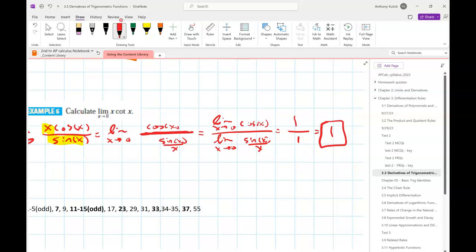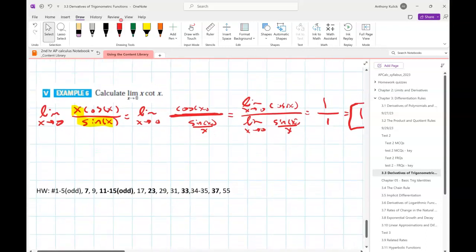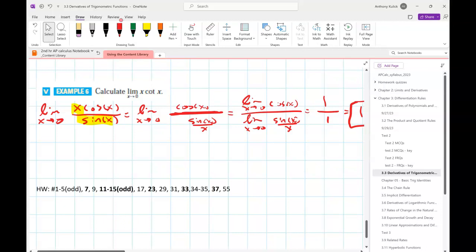But that's it for this section 3.3. Again, the majority of what you're doing in this is going to be practice using these new derivative rules for sine, cosine, tangent, secant, cosecant, cotangent. So your bold problems are 7, 11 through 15 odd, 23, 33, and 37. And that's not until next week, too.